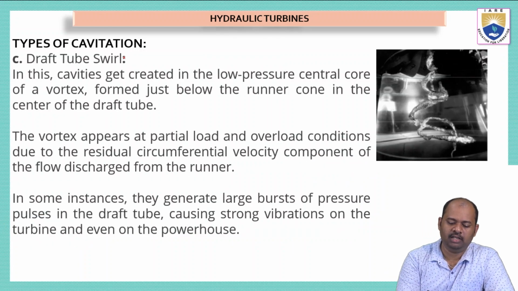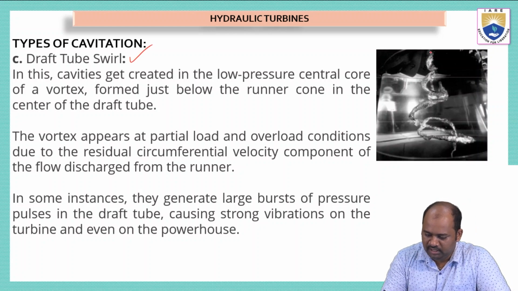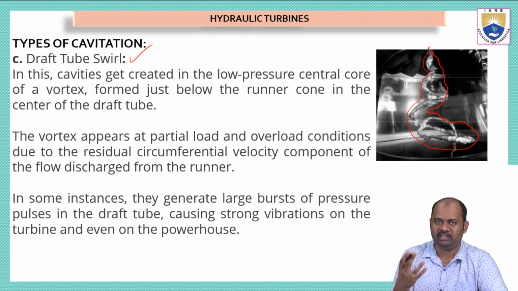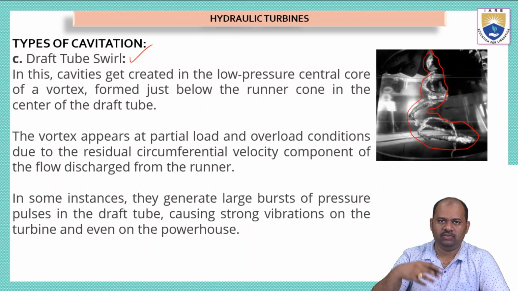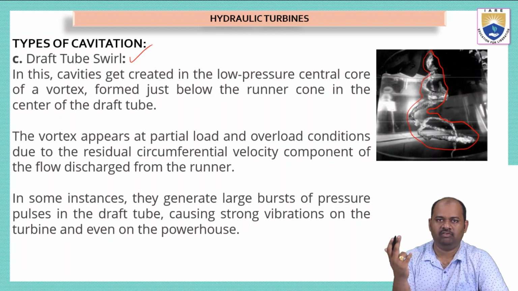And then there is the third type of cavitation, that is draft tube swirl. In this picture we can see a draft tube swirl. We know the draft tube is the device which is attached to the casing to remove the water from the turbine casing. What happens inside this draft tube is, when the water is continuously coming out, we can see in some types of turbines the water will be rotating in a spiral motion. Like we have seen in the Kaplan turbine, the water enters the turbine in a spiral manner.